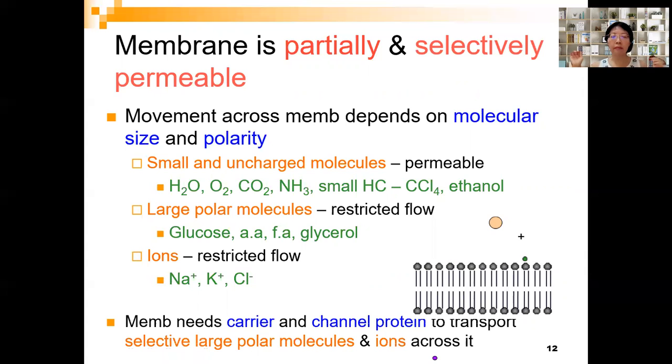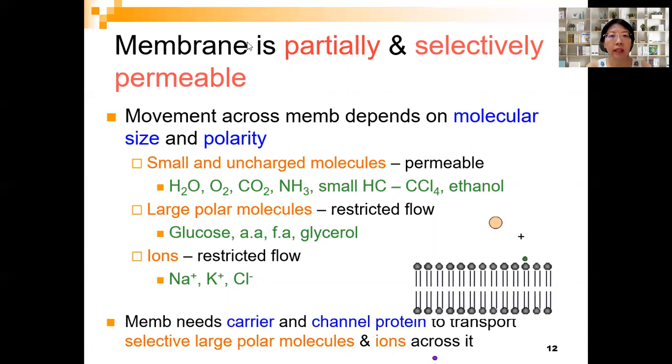For those molecules that are important for our cell, like glucose, which is needed for aerobic respiration, amino acids needed to make protein, fatty acid and glycerol, all are very important. If they cannot enter our cell, we need special assistants to help bring them through the membrane into the cell. These special assistants are called the carrier and channel proteins. Carrier and channel proteins are used to transport selective large polar molecules and ions across it.